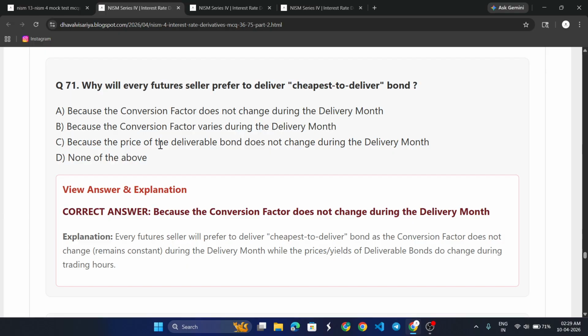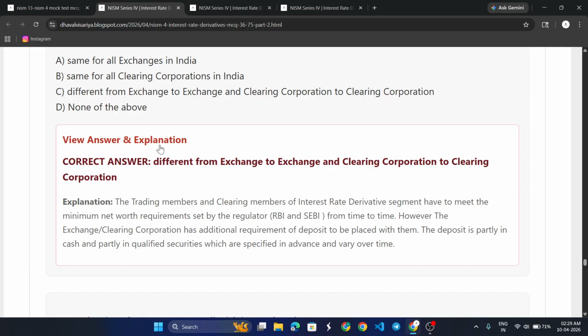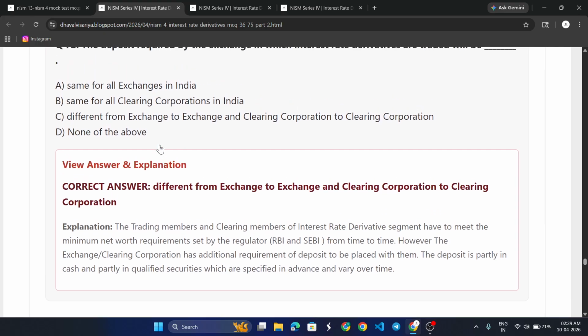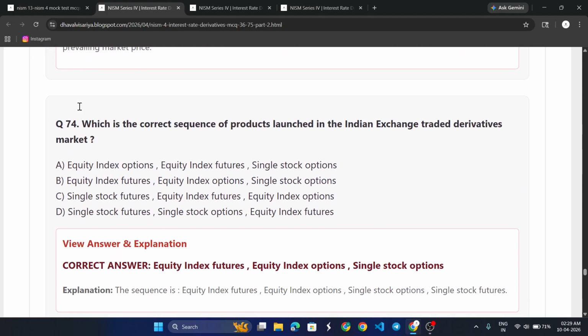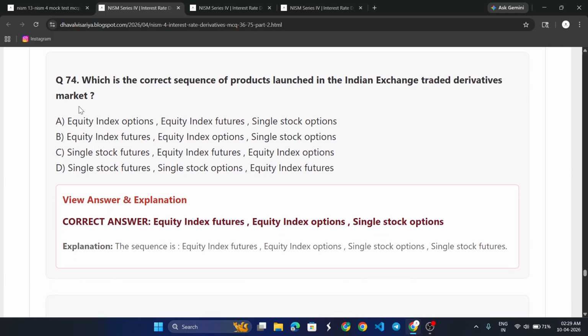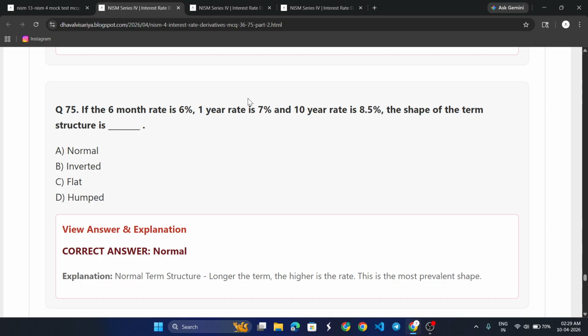Why does every future seller prefer to deliver the cheapest to deliver bond? Because the conversion factor does not change during the delivery month. The deposit required by the exchange in which interest rate derivatives are traded is different from exchange to clearing corporation. The size of counterparty credit risk is equal to replacement cost. Which is the correct sequence of product launches in the Indian exchange traded derivative market? First equity index futures, then options, then single stock options. If the 6 month rate is say 6, 7, and 8.5, it's a normal curve.